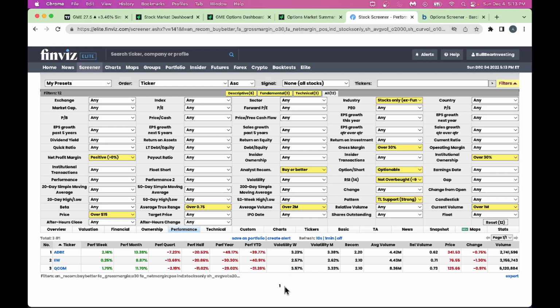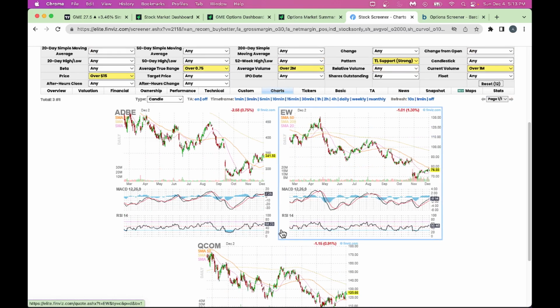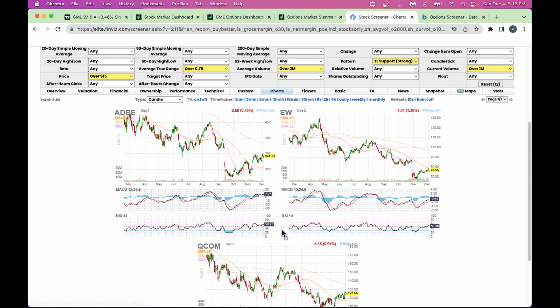Next thing you can do, because we got just 3 stocks, click on the charts here, and it will give you a nice chart of these 3 stocks. Look, we got Adobe here. Adobe, as many of you know, came down after Adobe purchased Figma. Look, now it's trying to go up, as you can see here. At this time, you could slowly buy into Adobe here.